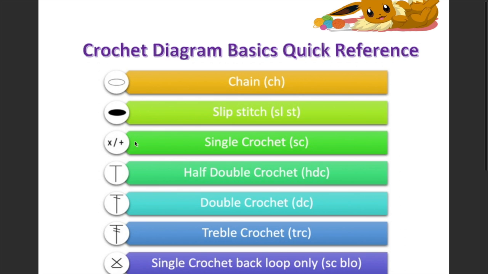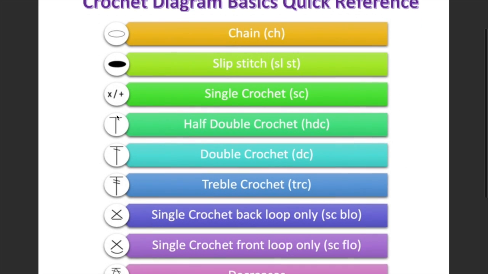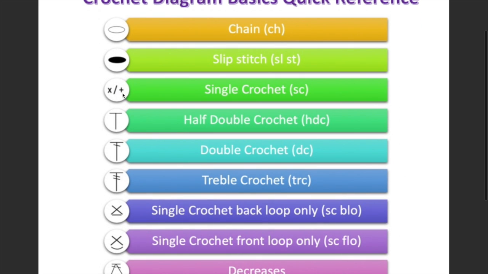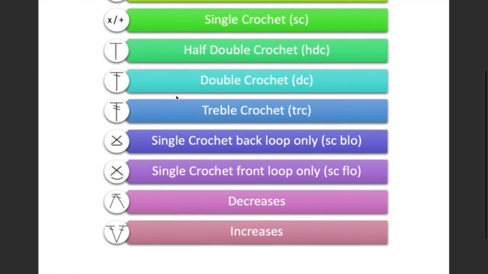As you can see, they're shown by images or pictures, such as an open oval or circle would be a chain, a filled in circle would be a slip stitch. The X or plus sign can vary once again based on pattern and who's writing it. Either an X or a plus is a single crochet. We have a T as a half double crochet, a T with a little dash under it is a double, 2 dashes would be a treble.